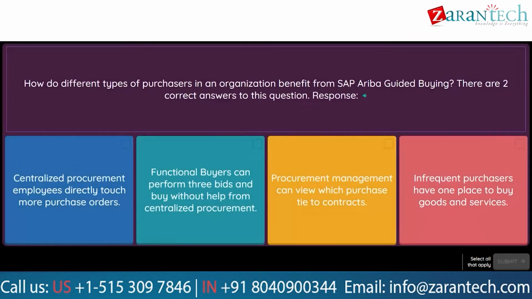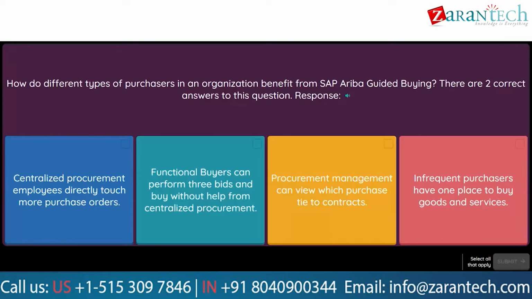Question: How do different types of purchasers in an organization benefit from SAP Ariba guided buying? There are 2 correct answers to this question. Response: Option 1. Centralized procurement employees directly touch more purchase orders. Option 2. Functional buyers can perform 3 bids and buy without help from centralized procurement. Option 3. Procurement management can view which purchases tie to contracts. Option 4. Infrequent purchasers have one place to buy goods and services.